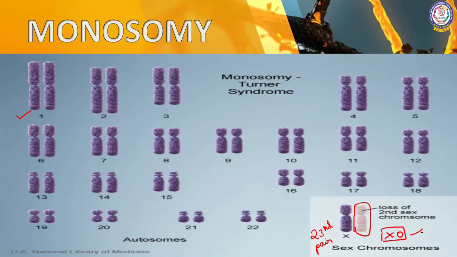It can be Y chromosome or X chromosome, but both are not there. It's missing. So this type is called XO type, and the condition is 2n minus 1 condition. Technically we call it monosomy, and the syndrome is Turner syndrome. This we are going to see in detail later in this class.